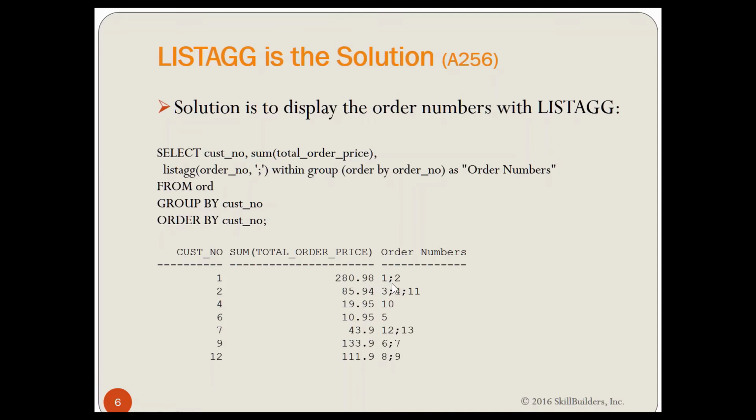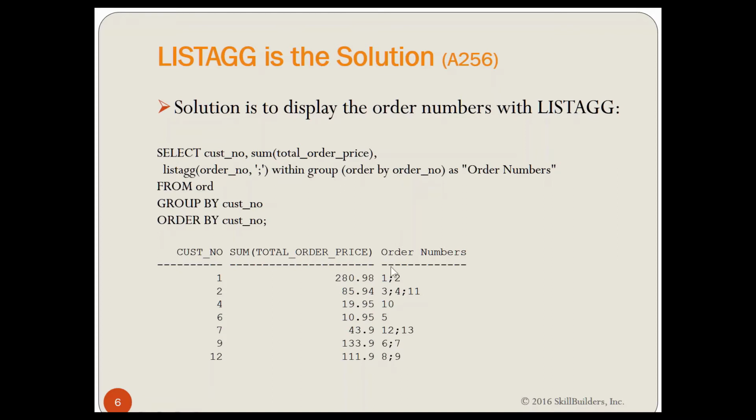So it's going to aggregate all order numbers, and remember we had order 1 and order 2. Those are the only 2 that we had in customer number 1. It aggregates order 1 and 2. And because we said order by order no, it's going to display them in order number value, the lowest order number, then the next highest, 3, 4, 11, 10, and so on.